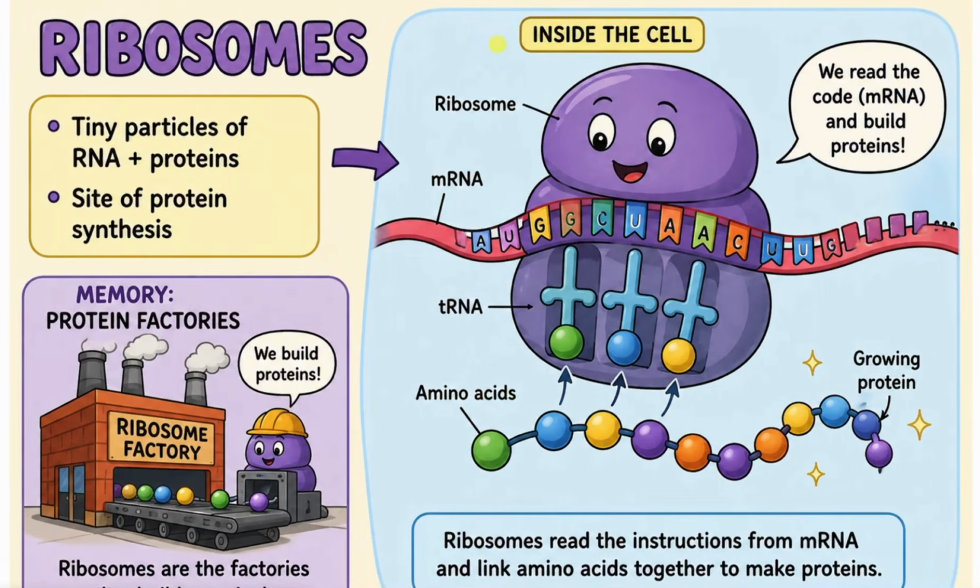Ribosomes. Think about them as factories producing a product called protein. Ribosomes are the protein factories of the cell. They read instructions from messenger RNA and link amino acids together to build proteins that the body needs for structure, growth, and repair.